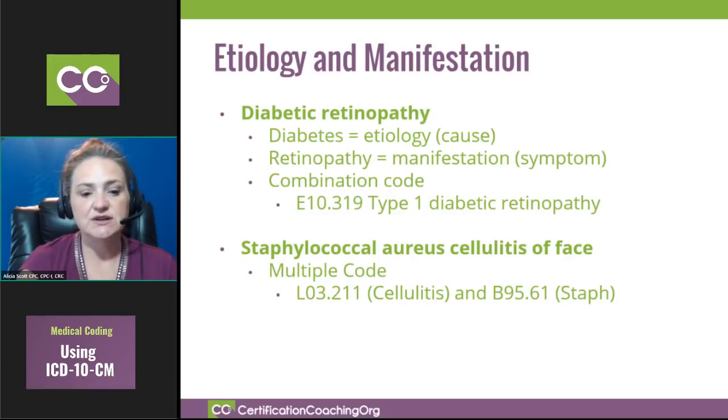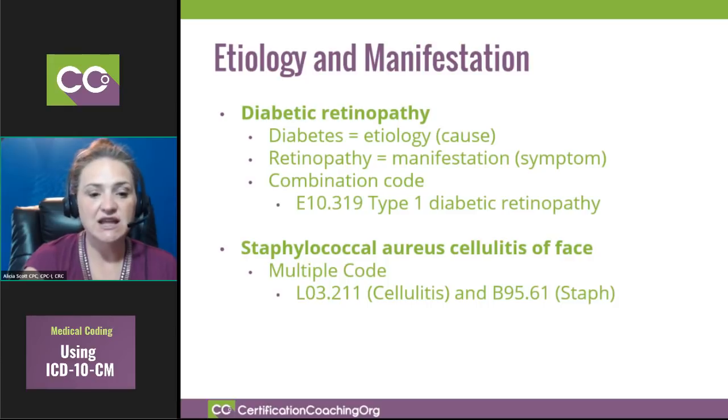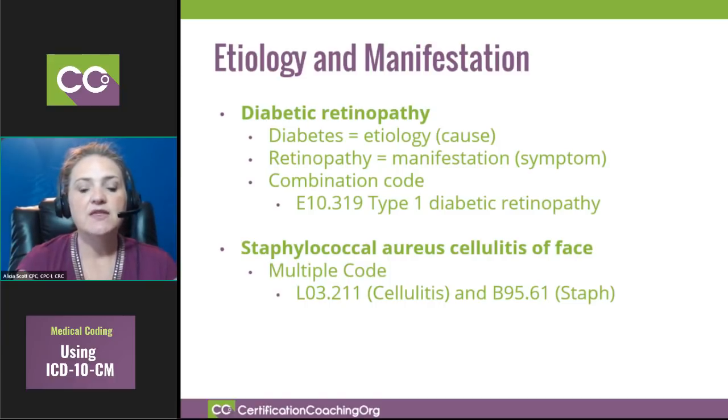03 is going to give you that it's cellulitis, because there's all kinds of conditions of the skin. And then the 0.211 is the descriptor, which will ultimately say that it's of the face. Then we have to code also why they have the cellulitis. Cellulitis is usually caused by some type of bacteria, and the bacteria in this situation just happens to be staph.